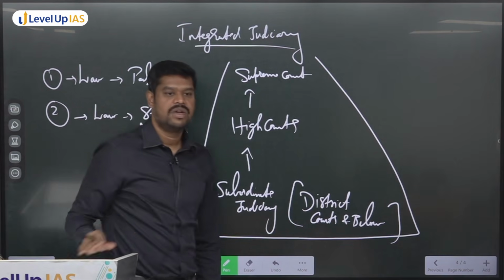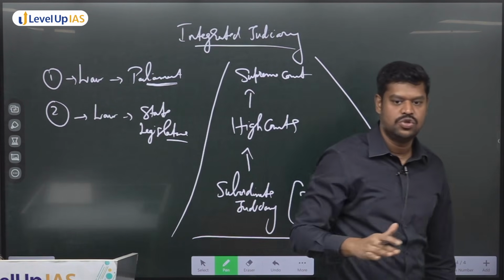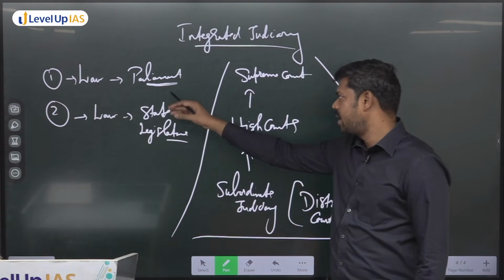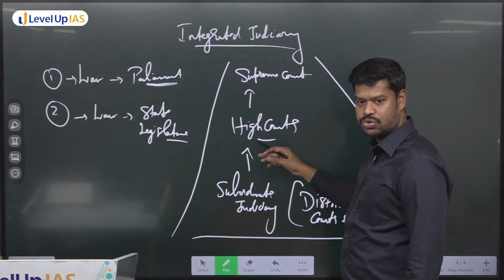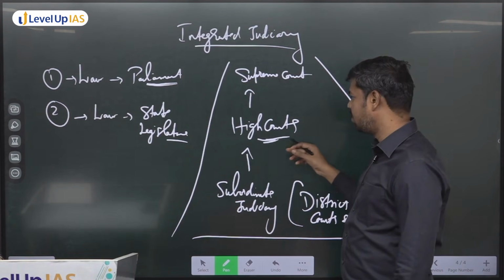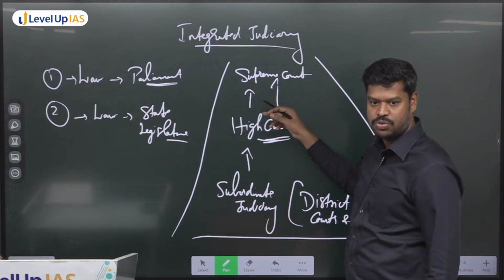In case of India, we have what is called an integrated judiciary. Be it a law made by the parliament or a law made by the state legislature, they can be challenged in the high courts. And if they are not happy with the judgment of the high court, they can make an appeal in the Supreme Court.